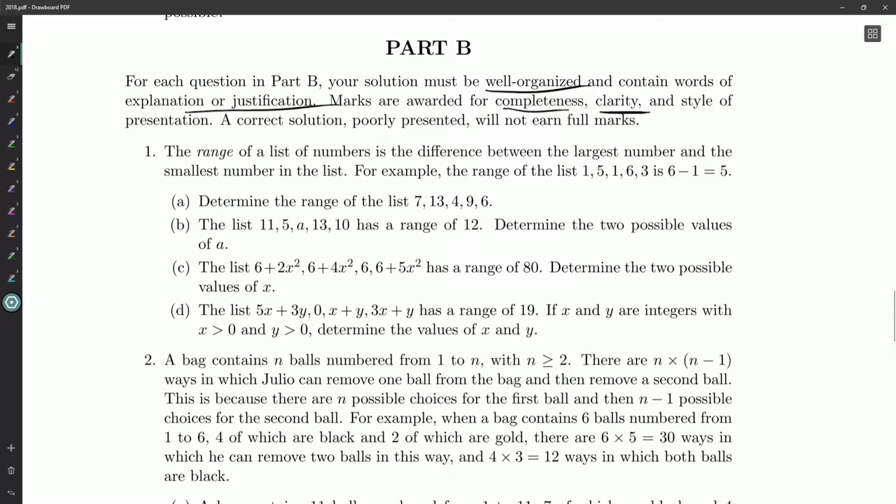So B1. The range of a list of numbers is the difference between the largest number and the smallest number in the list. For example, if I've got 1, 5, 1, 6, 3, 6, minus 1: 1 is the smallest, there's 2 1s, but 1 is the smallest, 6 is the largest. The range here is 5. Alright, so we've got 4 parts here. A, determine the range of the list 7, 13, 4, 9, and 6.